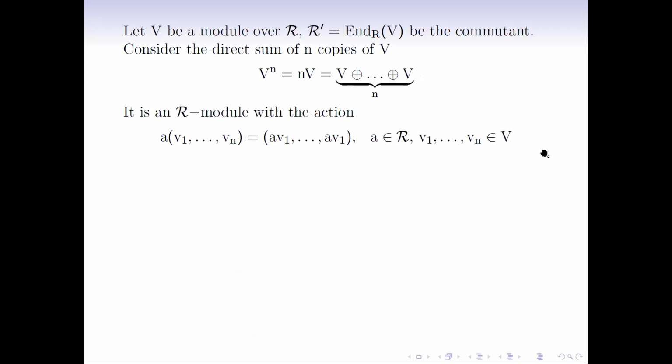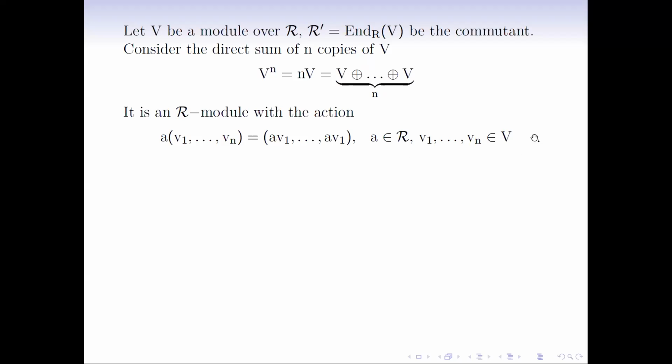So we can generalize this statement. But before, let me show the following. Let V be a module over R, and R prime be the commutant as before. So these are all endomorphisms over R of V commuting with the action of R. Let us consider the n copies of V. So this is the direct sum V plus V plus V and so on, n times. And we already mentioned that this direct sum is again a module over R.